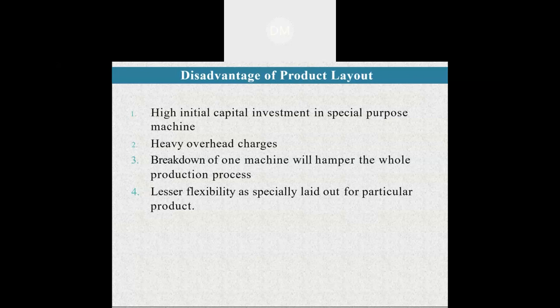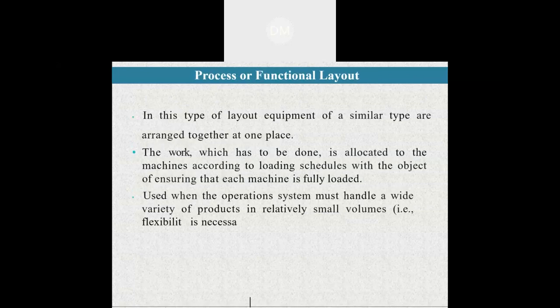Okay. Then process or functional layout. So this type of layout is developed for process focus system. So totally this type of layout depends upon the technology or which process we have applied for processing of product. Okay. So equipment and operations are grouped together in this process, means all equipment connected with each other.